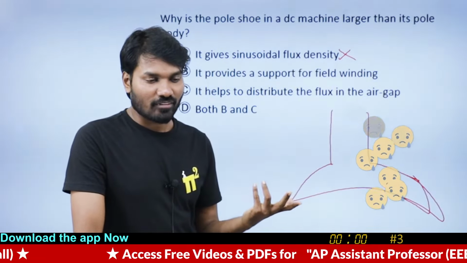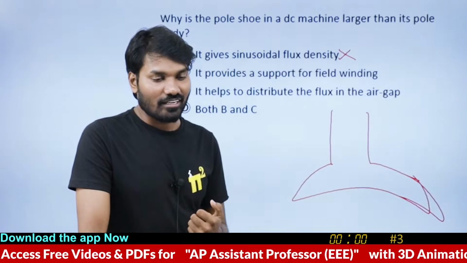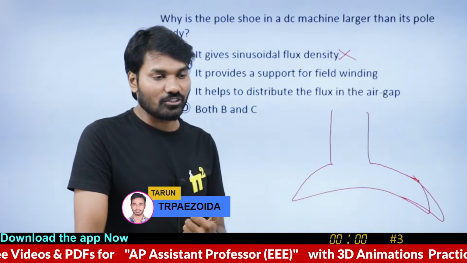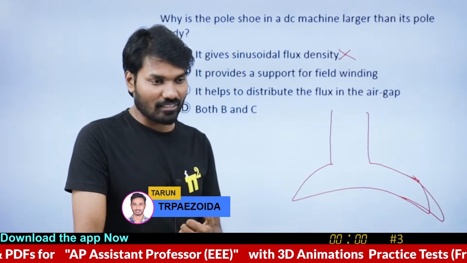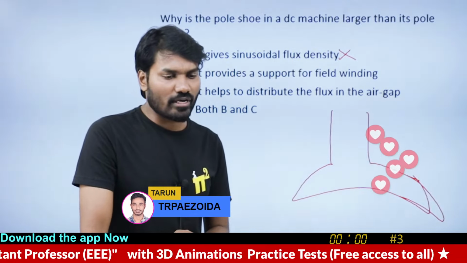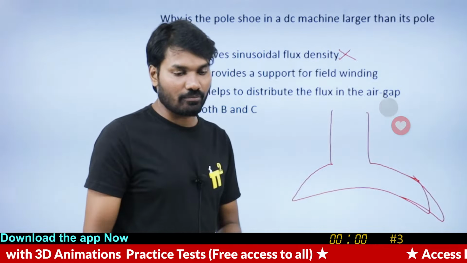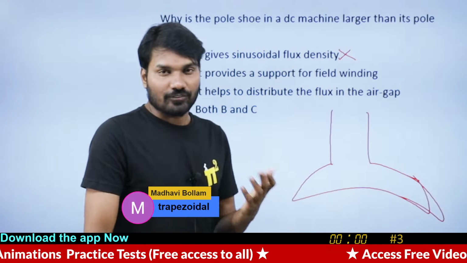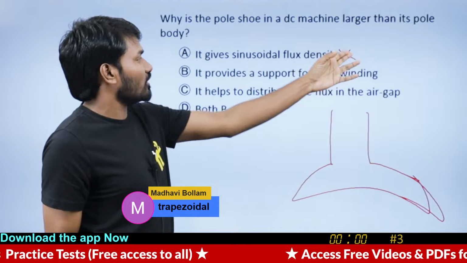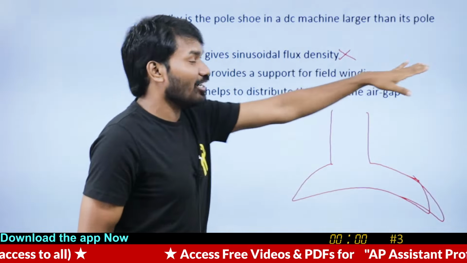What's the shape? It's a trapezoid. Yes, it's trapezoidal, Tarun. You're amazing. At least one person has answered. That's good. Trapezoidal, not a square wave, dear. Yes, Madhavi, you're right. So it's not a sinusoid. So this option is wrong. Next, it provides a support for the field winding.